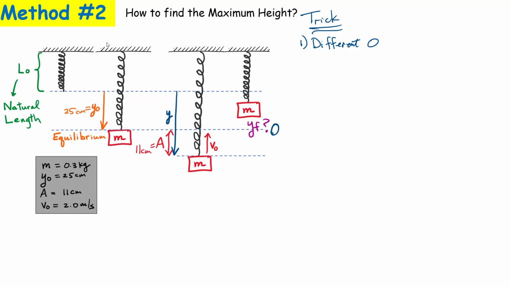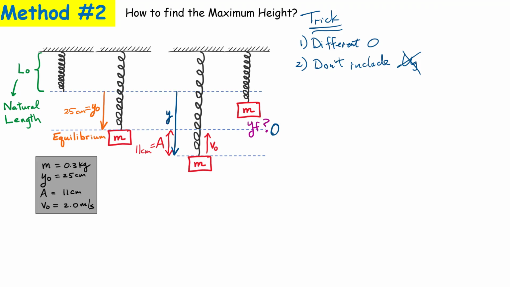Different 0. Number 2, this is kind of where the trick is, and it's a little bit odd, but we don't include gravitational potential energy, okay? You don't include this term. I'm going to show you how you would apply it to this problem now.